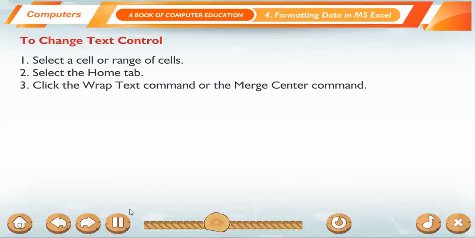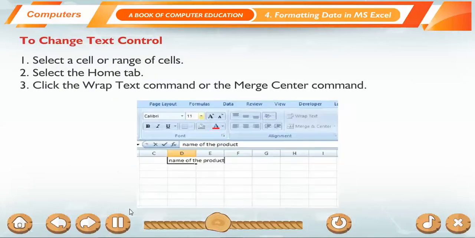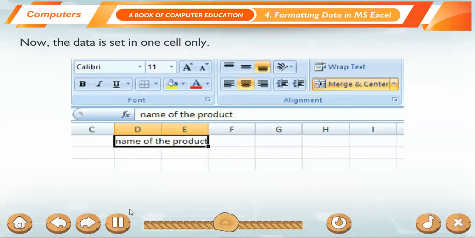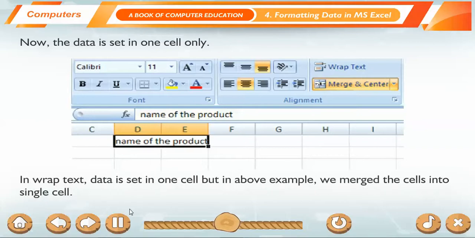To change text control, select a cell or range of cells. Select the Home tab. Click the Wrap Text command or the Merge Center command. In the above example, data is exceeding from one cell to another one. To set the data in one cell, we use the Wrap Text command. Now, the data is set in one cell only. In Wrap Text, data is set in one cell, but in the above example, we merged the cells into a single cell.